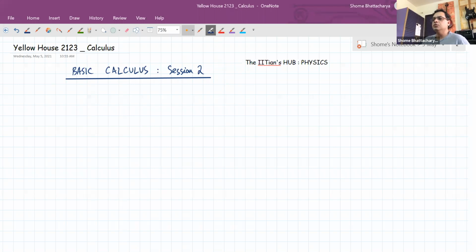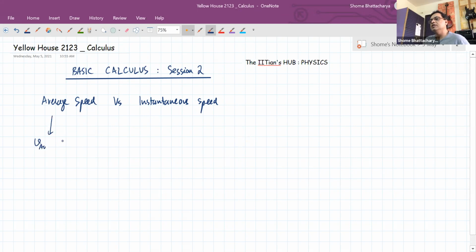So let's begin with a quick recap of a couple of the things that we learned last time. In the previous lecture, we had learned the difference between the quantity of average speed versus the instantaneous speed concept, in the context of motion of a particle. We had seen that average speed in general we can define as the distance covered in a certain time interval divided by that time interval. We can denote it like this.